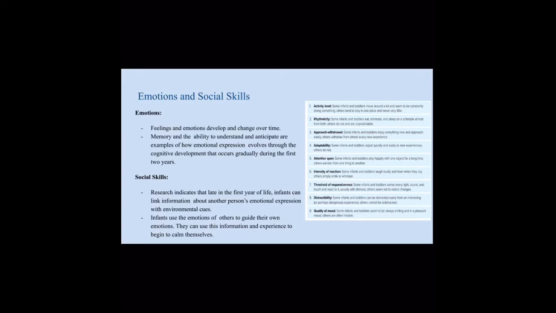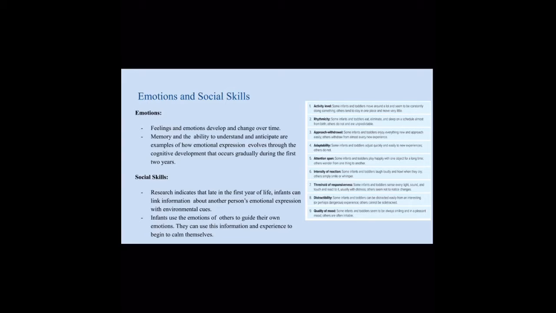The next one is emotions and social skills. Feelings and emotions develop and change over time. Memory and the ability to understand and anticipate are examples of how expression evolves through the cognitive development that occurs gradually during the first 2 years, and this connects with social skills.